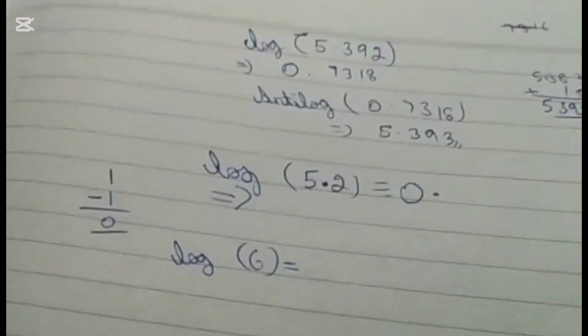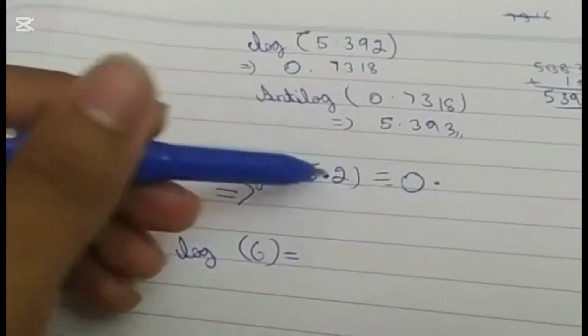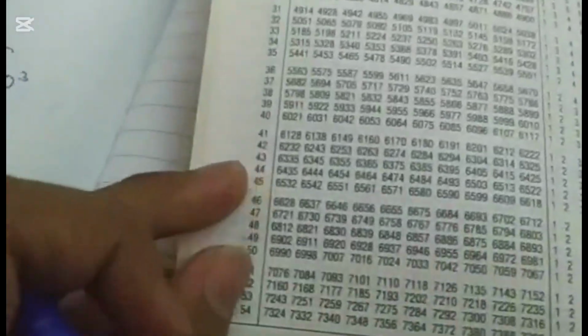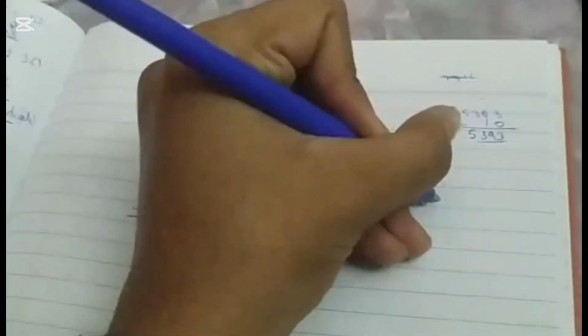After that, I will take the first two numbers. I use my logbook and I get 52 here, 5 and 2. Now, since the next digit is 0, you can consider this 5.2 as 5.20. It's fine, and therefore you can directly write the value as 7160. That is 7160. That's what you can do, and you get the value of log here.